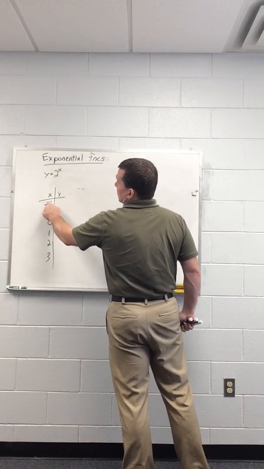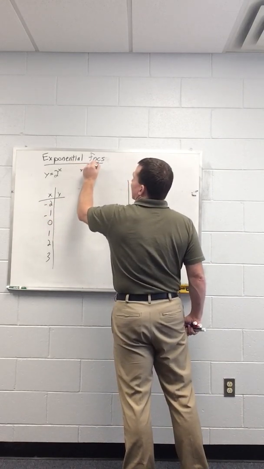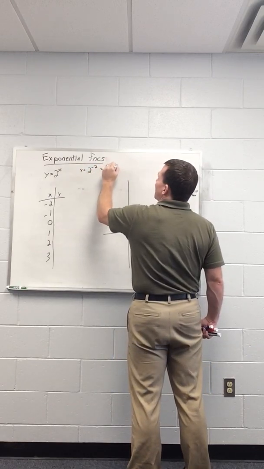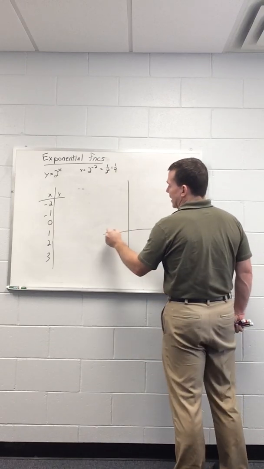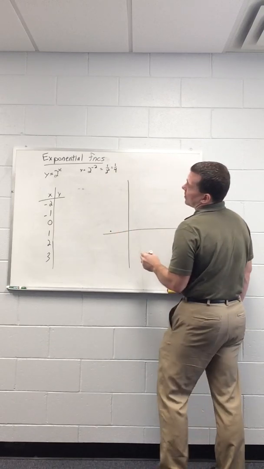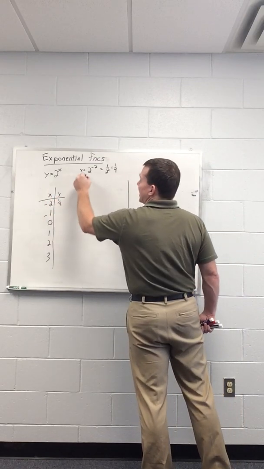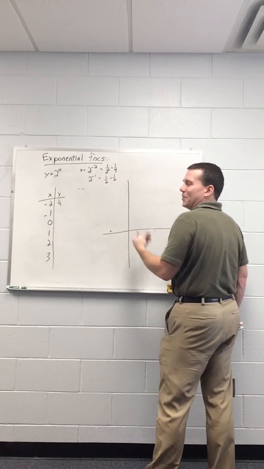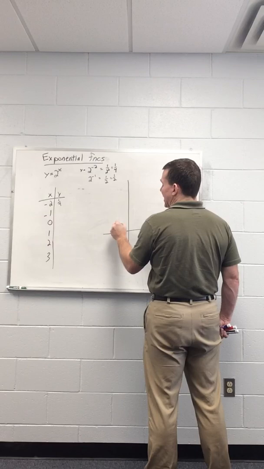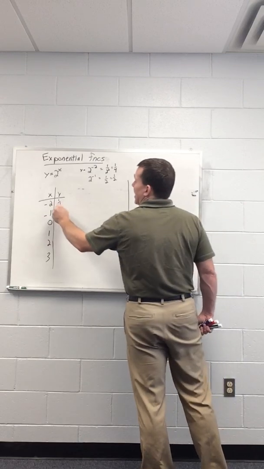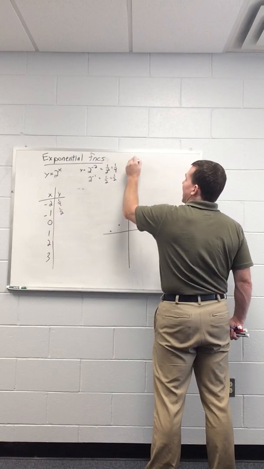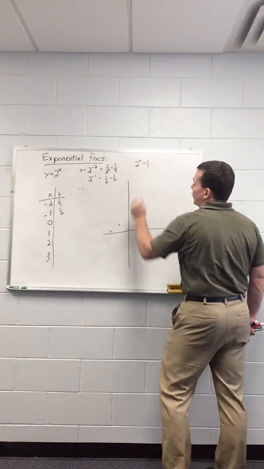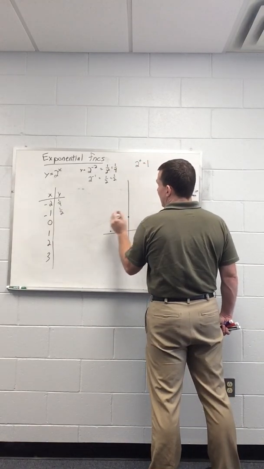If I plug in -2, y equals 2 to the -2. Negative exponents, we know, flip my problem. That becomes 1 over 2 squared, which is 1/4. So at -2, I get 1/4. If I plug in -1, I get 2 to the -1, which is 1 over 2, 1/2. So at -1, I get 1/2. If I plug in 0, I get 2 to the 0. We remember our rules of exponents. If you raise anything to the 0, you get 1. So at 0, I get 1.